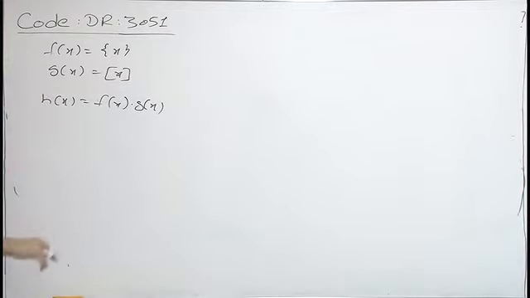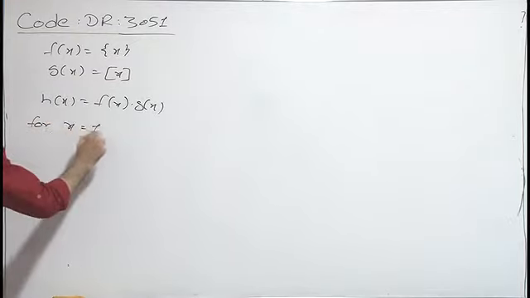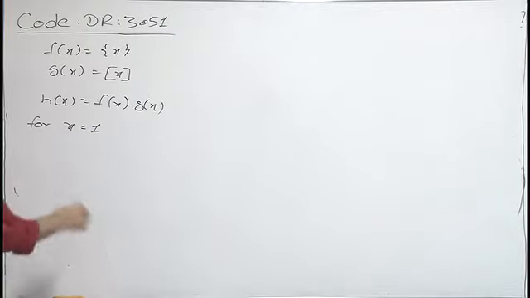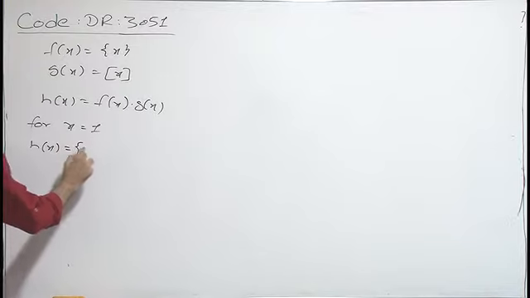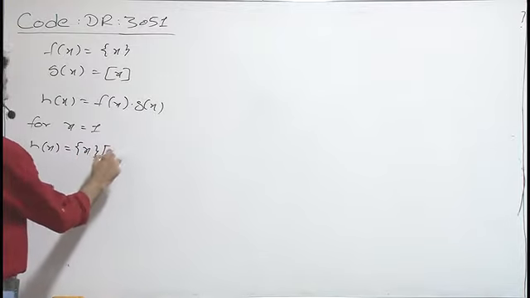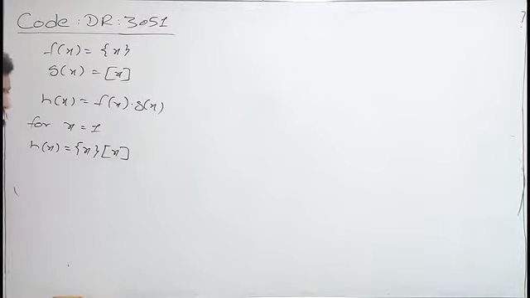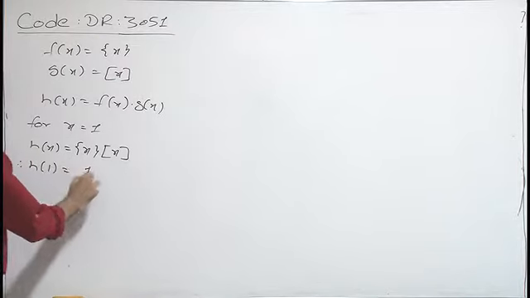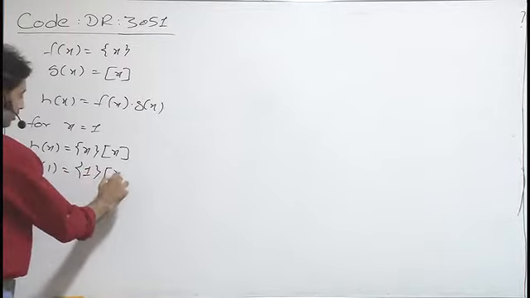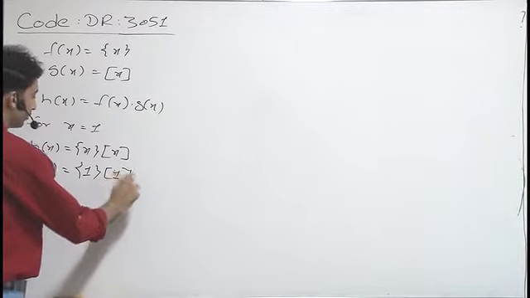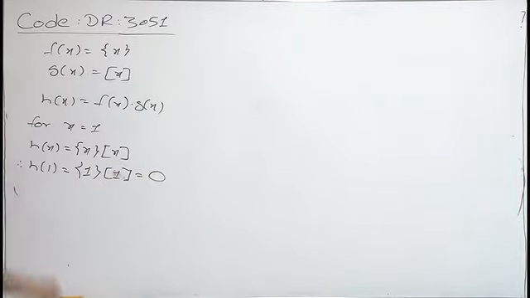So first of all, we will check the continuity of h(x) for x equal to 1. h(x) can be written as the fractional part of x and the greatest integer of x. Therefore, h(1) equals the fractional part of 1 and the box of 1, which gives us 0.